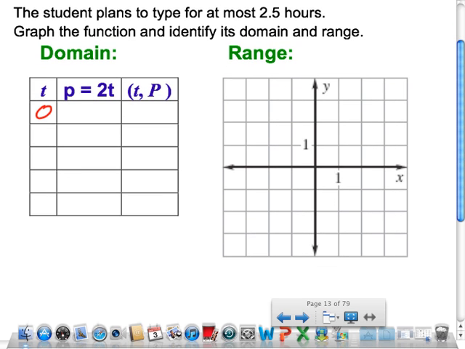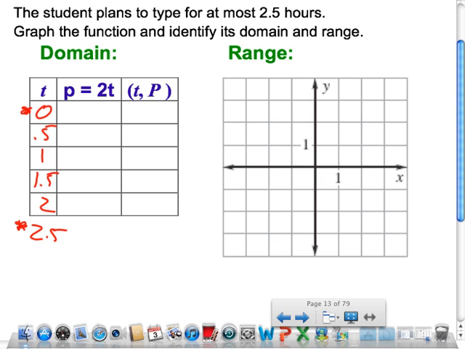Okay, and since it's 2.5 hours, you can do this however you'd like. I would go 0.5, 1, 1.5, and 2. Okay, and then we'd obviously have to have 2.5 on the end here too. Okay, and again, you don't have to plug in all of those numbers, but it gives you an idea. So you're going to start at 0 and you're going to end at 2.5.